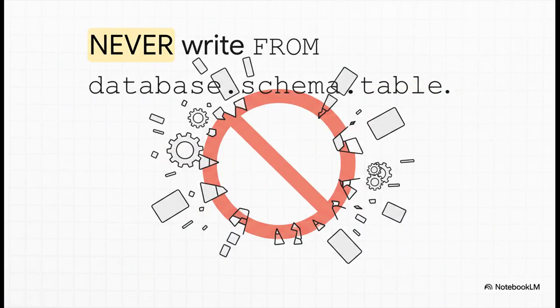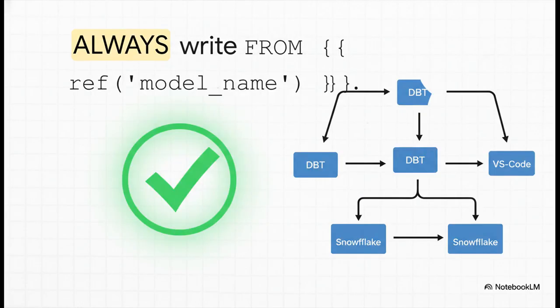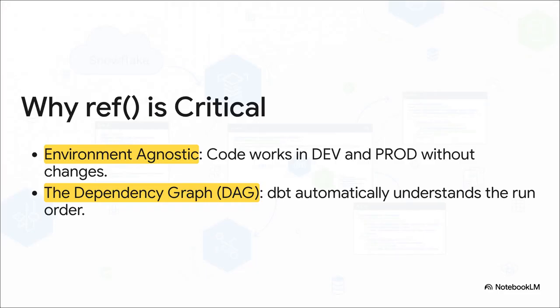And that brings us to golden rule number 1 of DBT. If you remember anything from this, remember this. You never, and I mean never, write the full 3-part name of a table or view in your from clause. Just don't do it. It breaks the whole system. Instead, what you're always going to do is this. You use the ref function. See that syntax? It's always those double curly braces, the word ref, and then the name of the file, the model you want to select from, right there in quotes. This is the way.